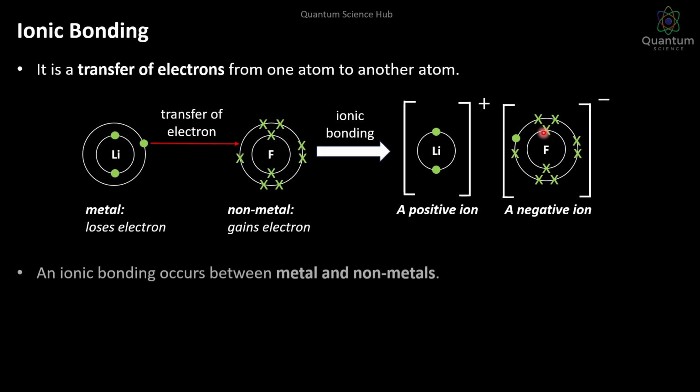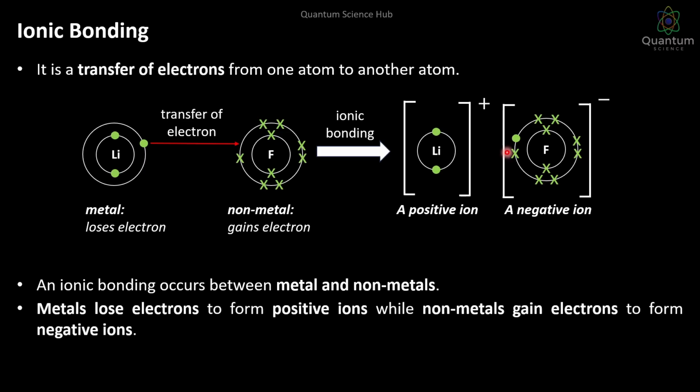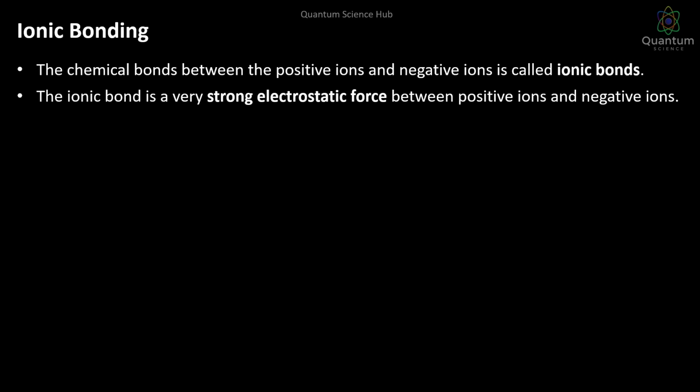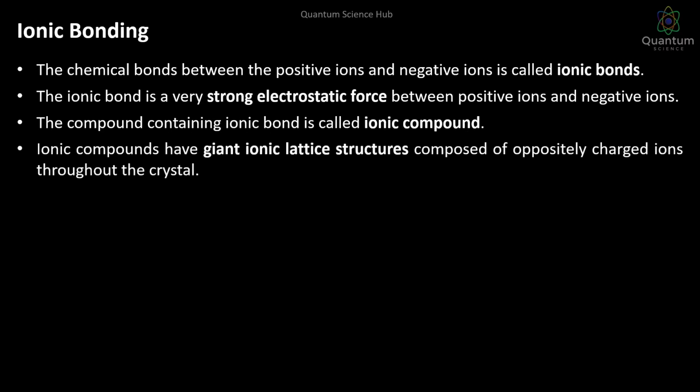Okay? So an ionic bond occurs between metals and non-metals. Metals lose electrons to form positive ions, while non-metals gain electrons to form negative ions. So the chemical bond between the positive ions and negative ions is called an ionic bond. The ionic bond is a very strong electrostatic force between positive ions and negative ions. The compound containing an ionic bond is called an ionic compound. Ionic compounds have a giant ionic lattice structure composed of oppositely charged ions throughout the crystal.